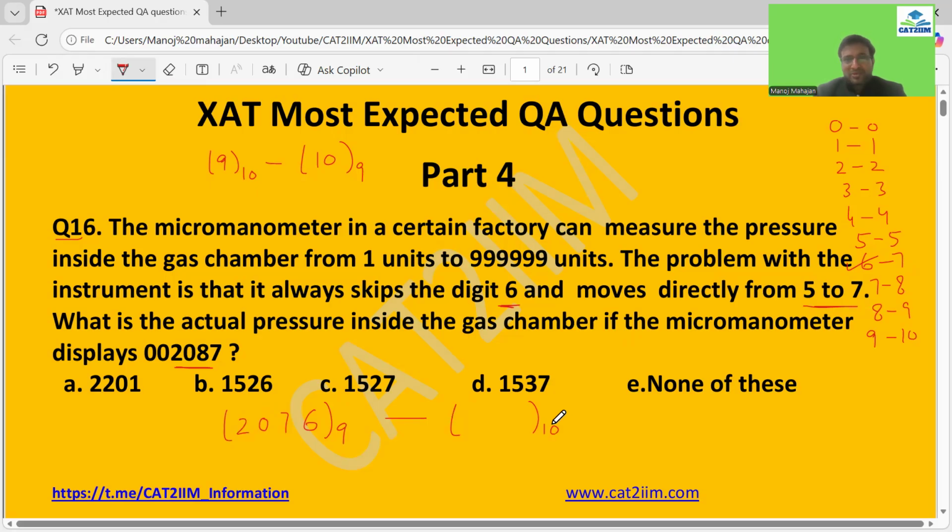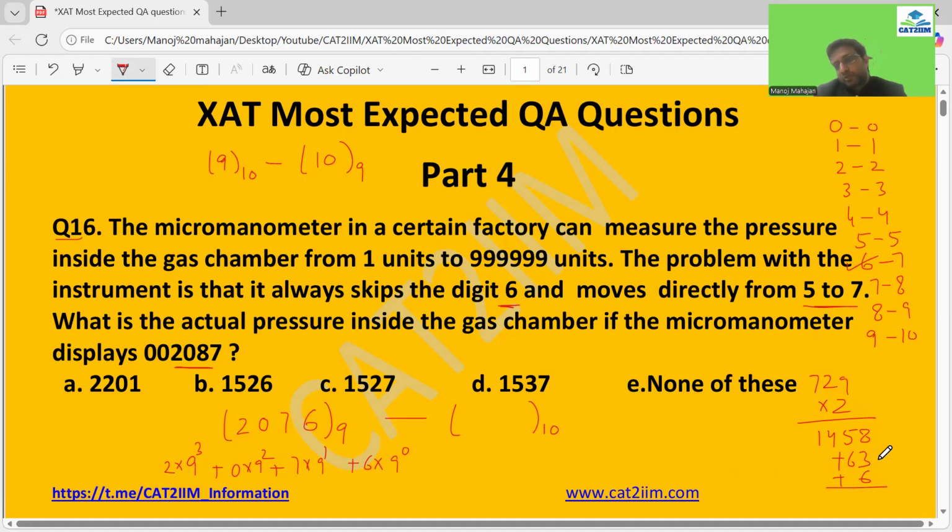So remember this concept so that if such a question appears again, you can answer it. Converting, we get 6 into 9 to the power of 0, 7 into 9 to the power of 1, 0 into 9 square, and 2 into 9 cube. So 9 cube is 729, into 2, this would be 1458, correct? With 1458, you can add 63 and 6. So let's do that addition.